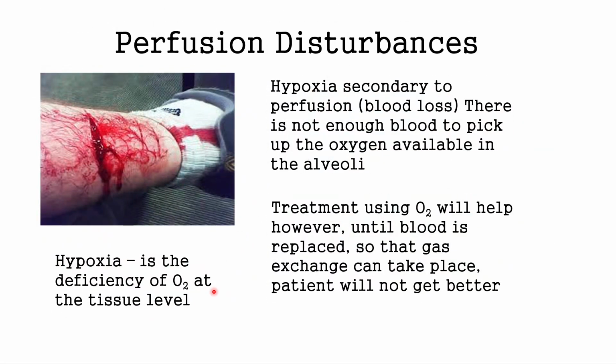Perfusion disturbances. Hypoxia is the deficiency of O2 at the tissue level. Hypoxia secondary to perfusion means there's not enough blood to pick up the oxygen available in the alveoli. Treatment using O2 will help. However, until that blood is replaced so gas exchange can take place, patients will not get any better.